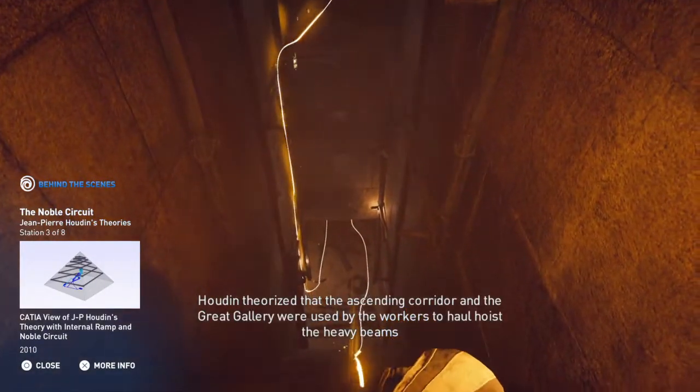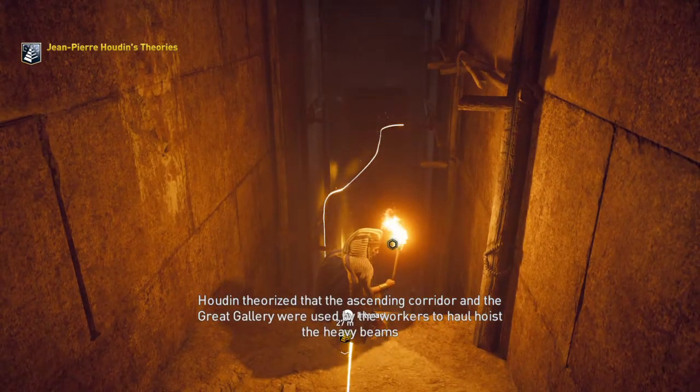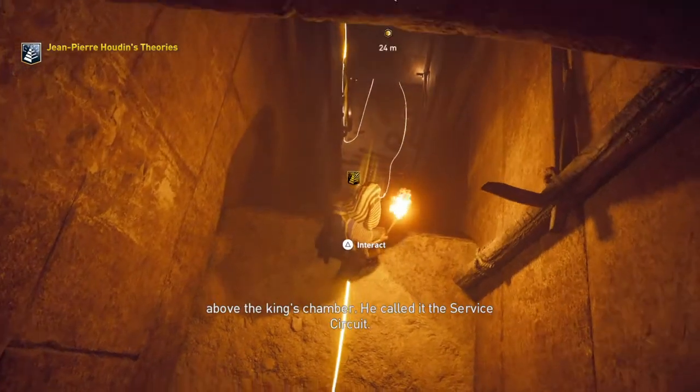Houdin theorized that the ascending corridor and the great gallery were used by the workers to hoist the heavy beams above the king's chamber. He called it the service circuit.